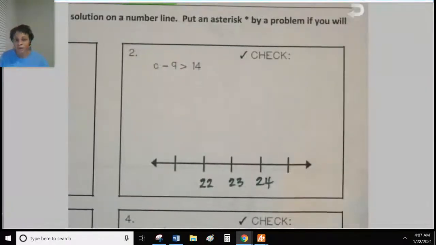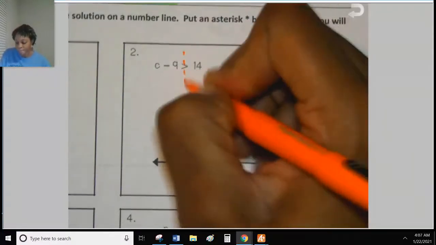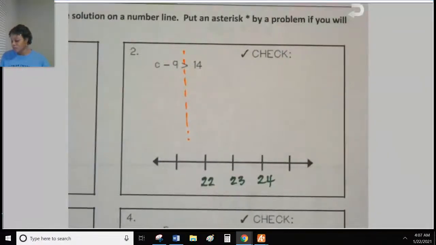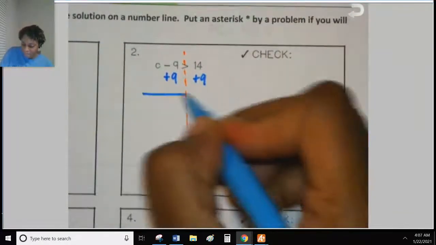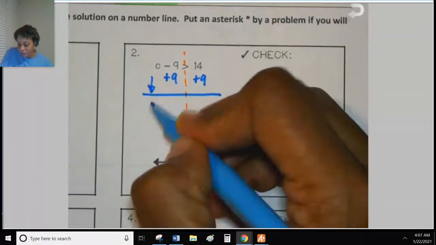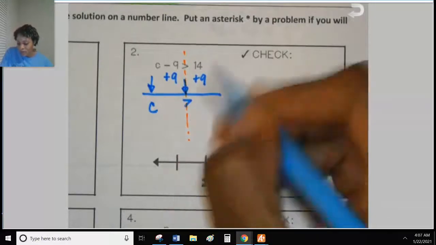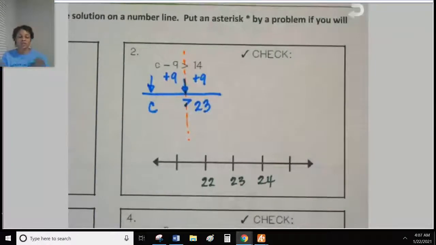Look at another one. C minus 9 is greater than 14. Again, my dotted line. We know that C wants to be alone. So we're going to do the opposite of subtracting 9, opposite operation, inverse. The inverse of subtracting 9 would be adding 9 to both sides. These will cancel out. They create 0 pairs. Bring down my C. Bring down my inequality symbol. And 14 plus 9 will give me 23. So C has to be greater than 23.